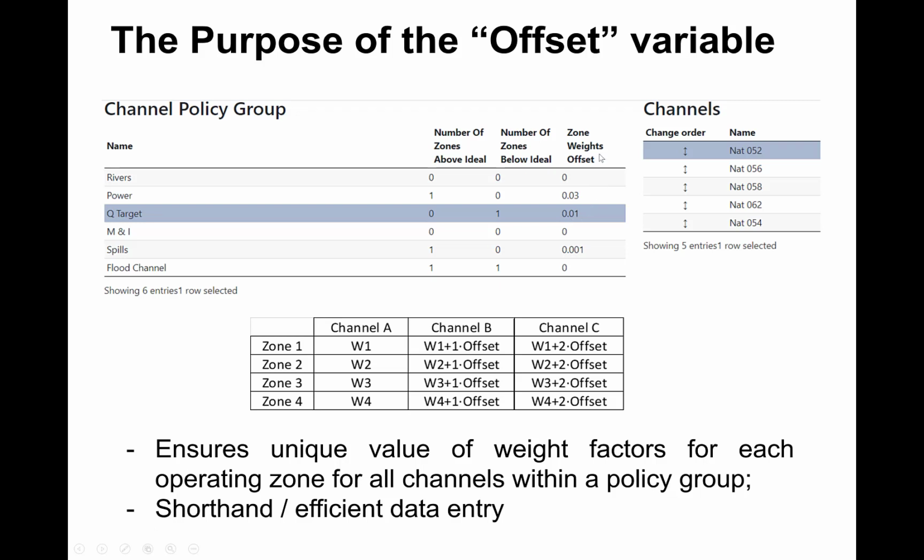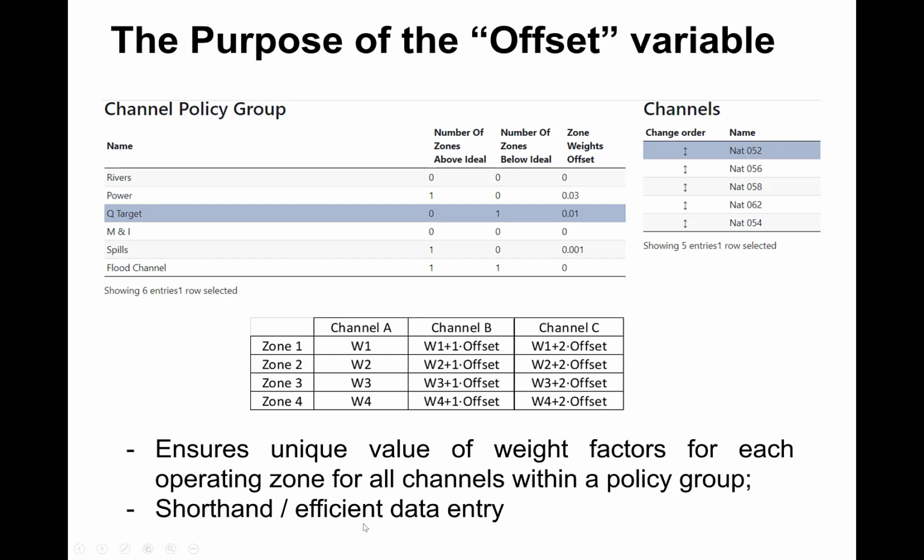When we're given a zone weight offset that is non-zero, other channels will have their weight factors calculated using the following formula. What this does is it makes sure that there is a unique value for each weight factor in each operating zone. And this is a good idea because if you have too many zones with the same weight factors, the model may be developing different solutions that have the same value of the objective function. In other words, you're creating a situation where there's more than one optimal solution.